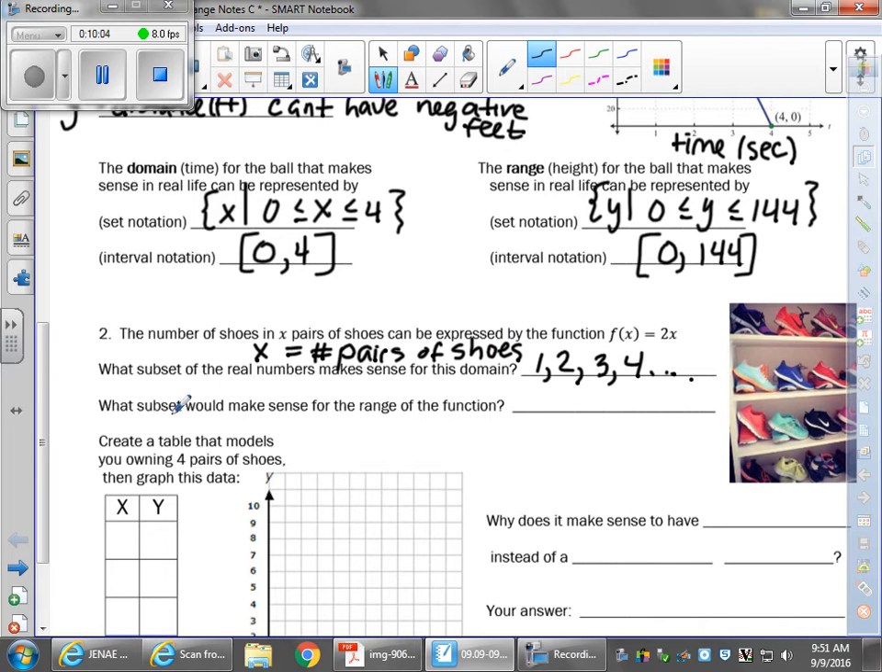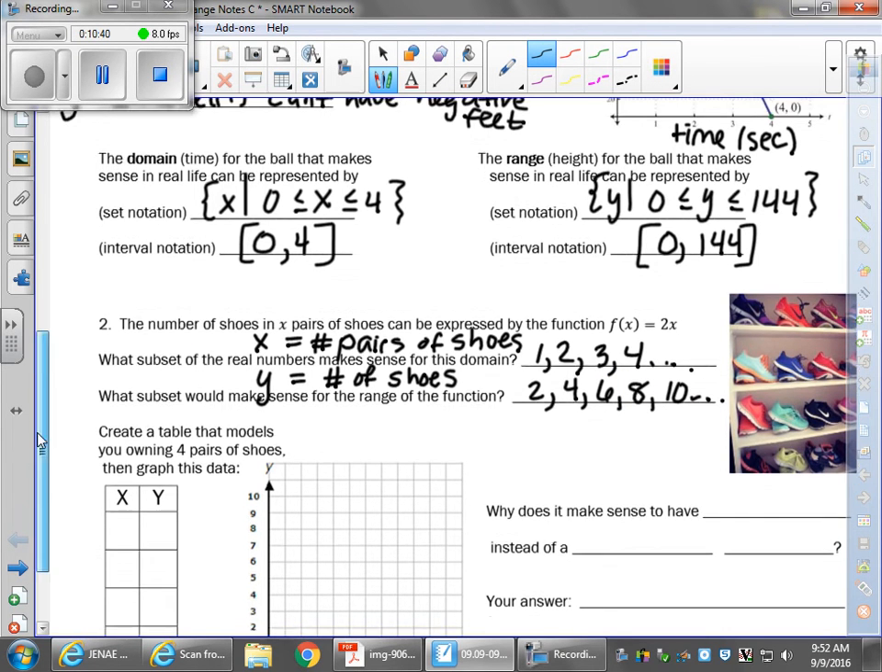And then we're going to say what subset would make sense for the range. What did the range represent again? Once you know how many pairs of shoes, what can you figure out? The actual number of individual shoes. So, number of shoes total, individual shoes, however you choose to write that. So if you have one pair of shoes, how many shoes is that? 2. And you have 2 pairs of shoes, 4. So how would you count? 2, 4, 6, 8, 10. It keeps going by 2s.